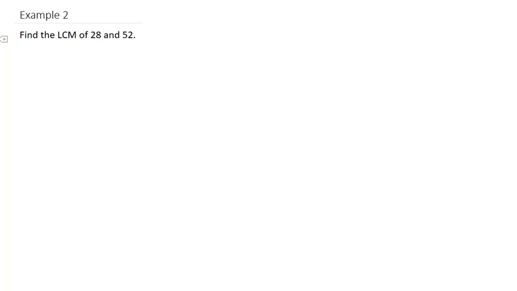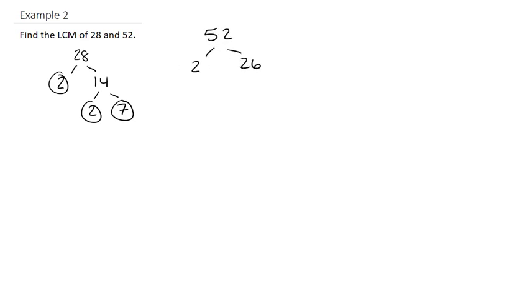Example 2. Find the least common multiple of 28 and 52. So what we do, our first step is to break it out into its prime factorization. So 28 can be broken into 2 and 14. 14 can be broken down into 2 and 7. So these are its prime numbers. Now 52 can be broken down into 2 and 26. 26 can be broken down into 2 and 13. And these are its prime numbers.